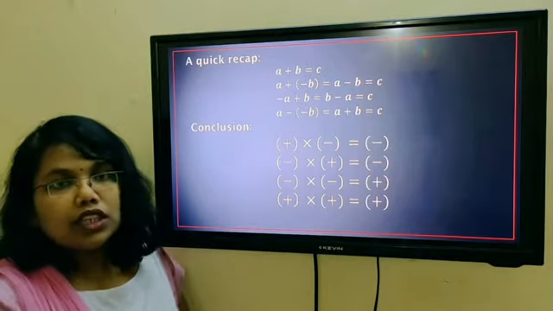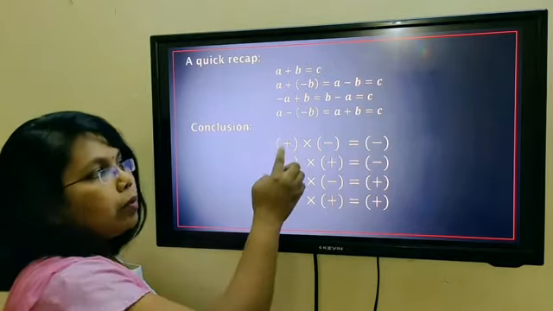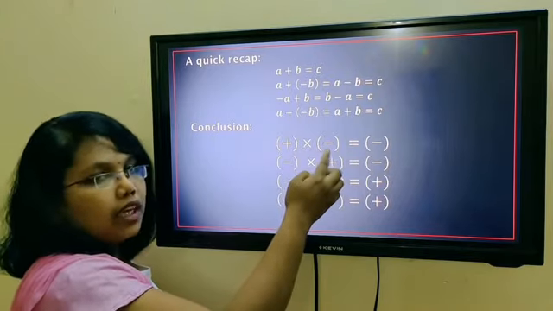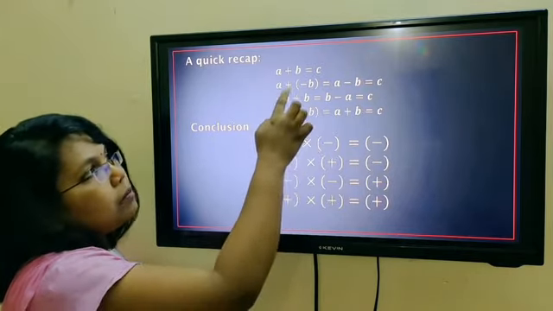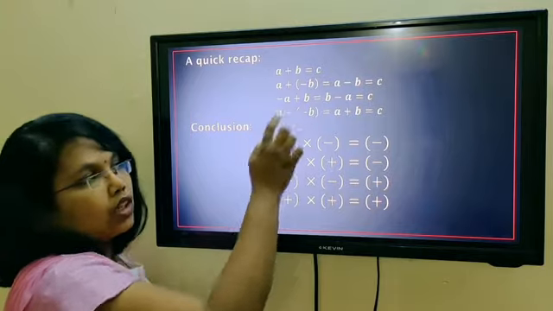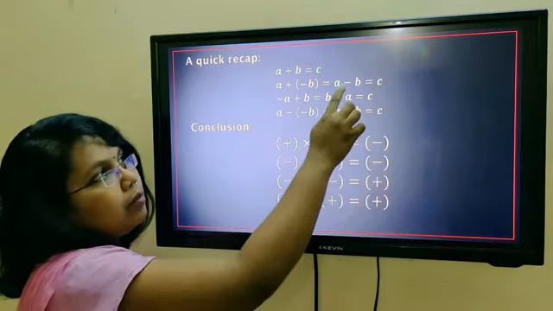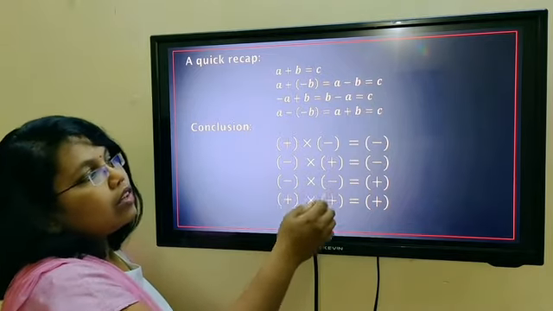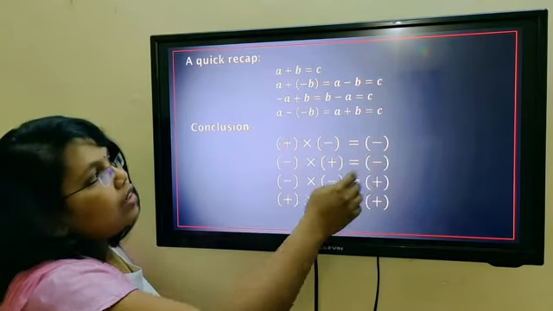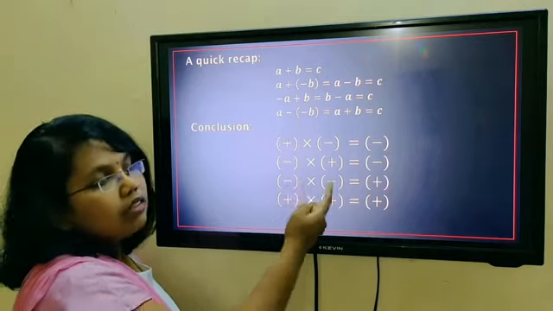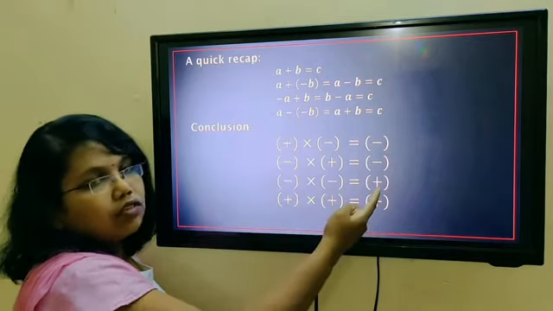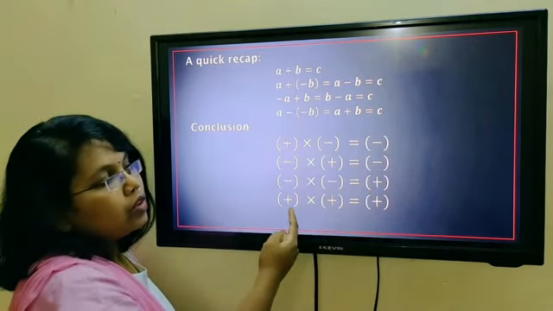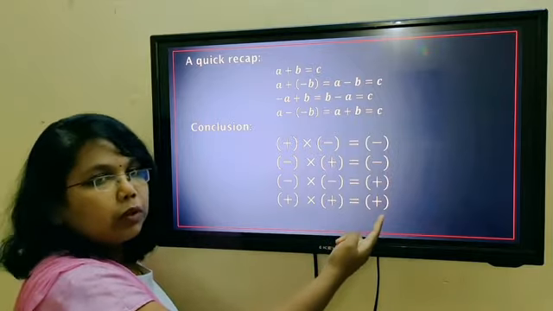Now based on these, our conclusion will be: when plus is multiplied with a minus, that means plus and minus next to one another, your answer will always be minus, like here. When negative is multiplied with positive, your answer is always negative. And when two negatives are multiplied, your answer will be positive. When two positives are multiplied, your answer will be positive again.